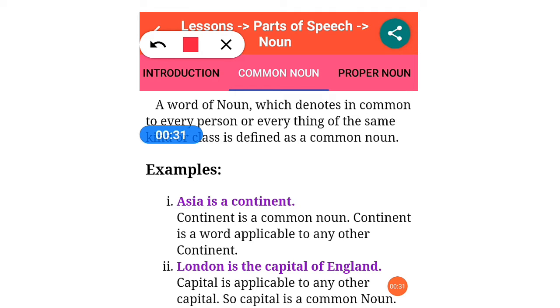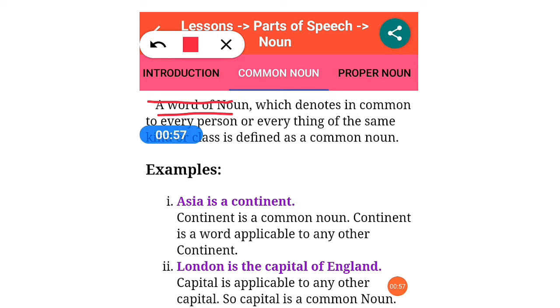Now, we are going to study the common noun. There are various kinds of noun which we are going to cover today itself. Therefore, there is no need for tension about any test you have to solve on nouns. Okay, in common noun we are studying this.